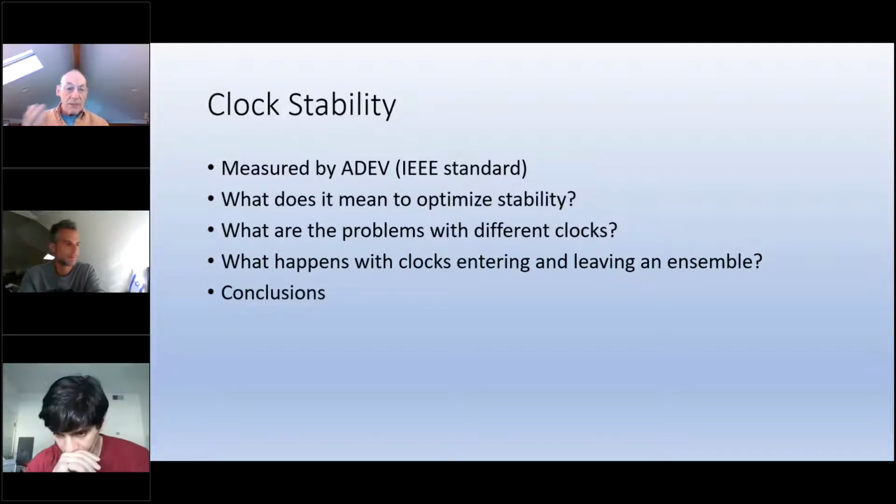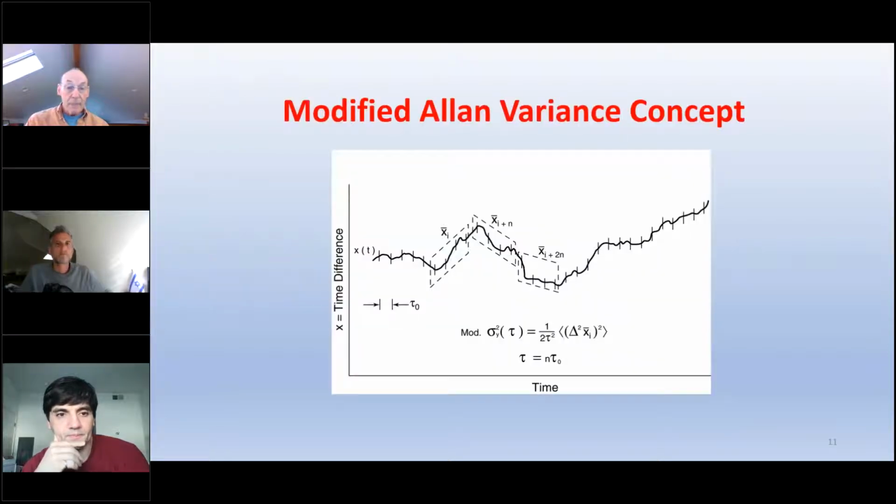What does it mean to optimize stability? What are the problems with different clocks? What happens with clocks entering and leaving an ensemble? And conclusions. This is what I'm going to do next.